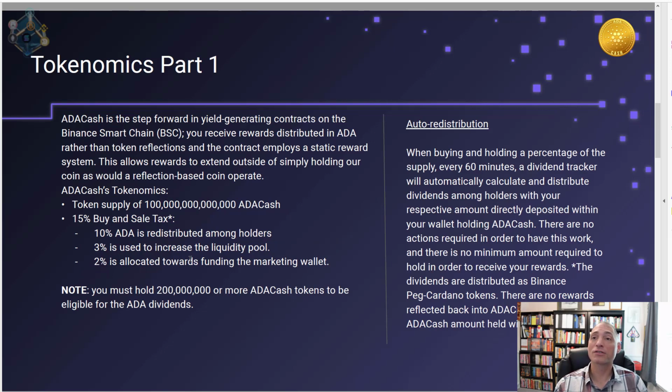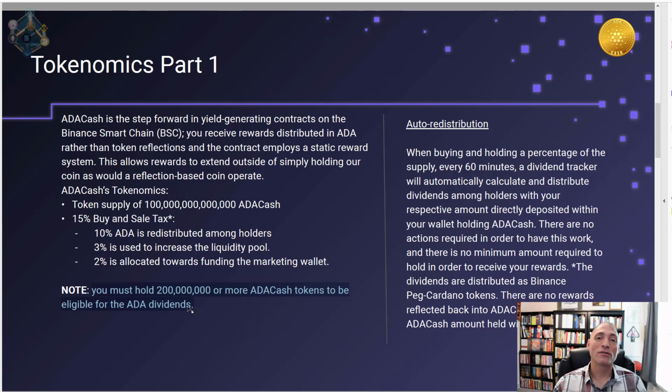And then it just kind of walks through the tokenomics. Again, it's a lot of the same information from their website. Now I'm going to emphasize this part here. I glossed over it on their website because I was going to talk about it inside of the white paper. You must hold 200 million or more of the ADACash in order to get dividends, which right now, that means your minimum buy in order to get dividends is right around $60 or $70.